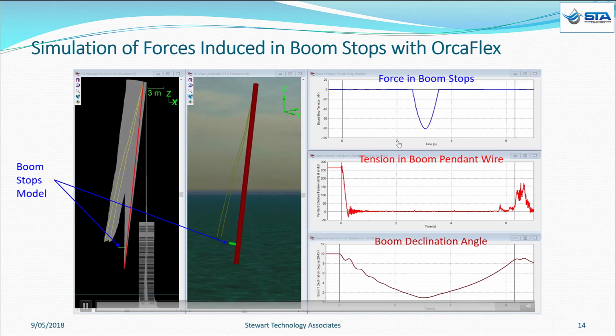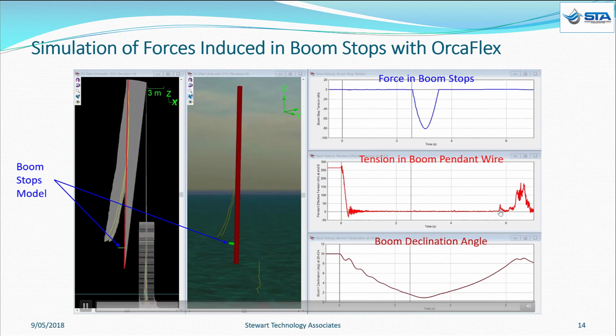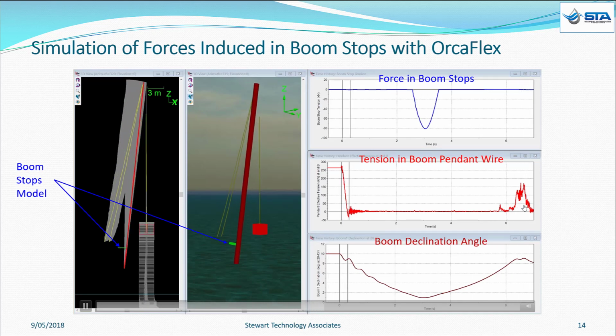We saw in a previous slide the decay if no boom stops were there, and somewhere around 3 or 4 seconds we'd be reaching vertical. In this case, the boom stops kick in, push the boom back, and we see the boom take the boom stops, then slowly go back and is jerked at this point by the tension in the pendant wires and springs back again.